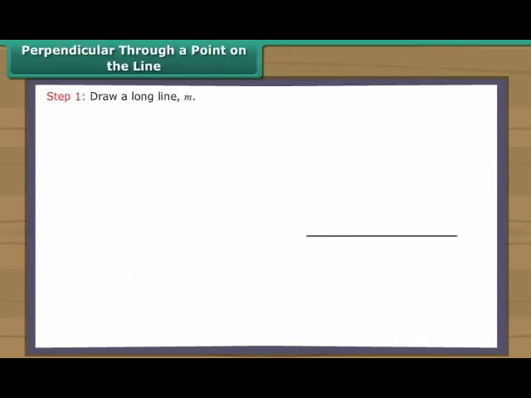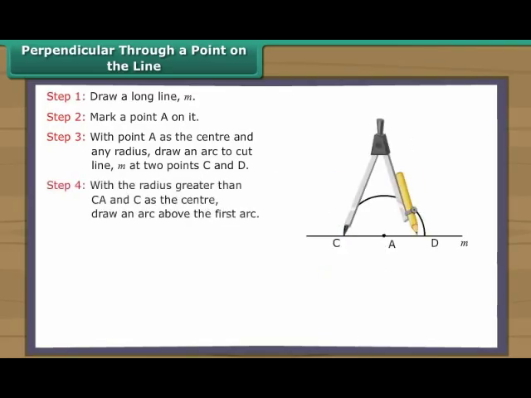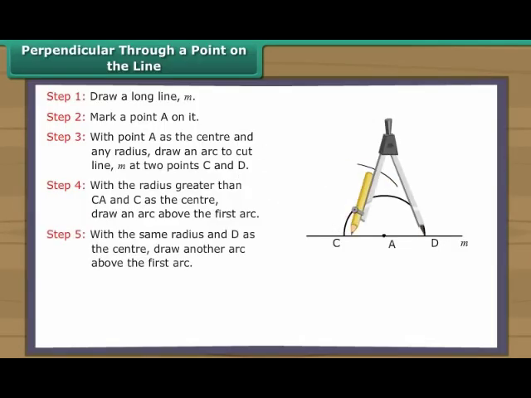Draw a long line M. Mark a point A on it. With point A as the center and any radius, draw an arc to cut line M at 2 points C and D. With the radius greater than CA and C as the center, draw an arc above the first arc. With the same radius and D as the center, draw another arc above the first arc.